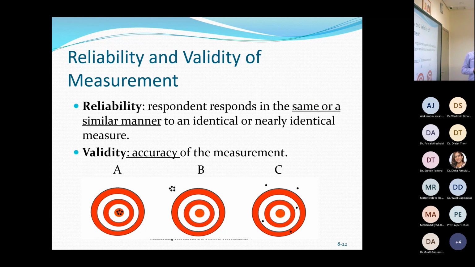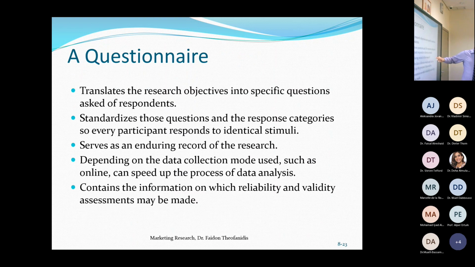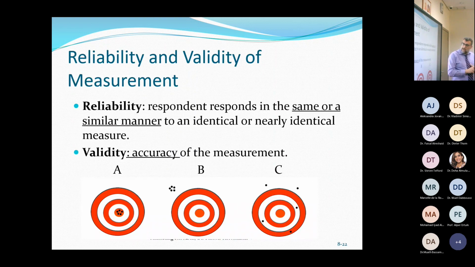Reliability, very quickly, because so far I covered what I wanted to cover. Now, reliability and validity are two very important concepts when you design a questionnaire. Extremely important, and unfortunately, consumers, marketers, and researchers do not know the exact difference between them.